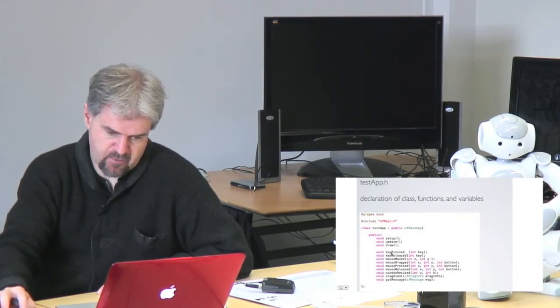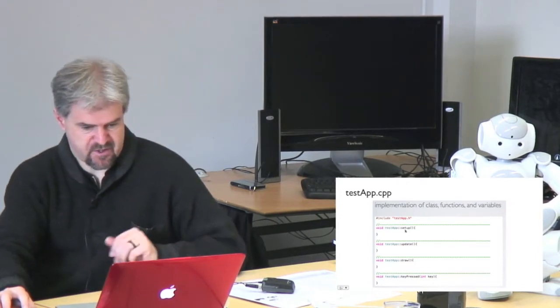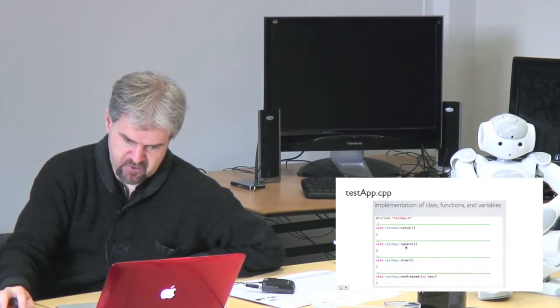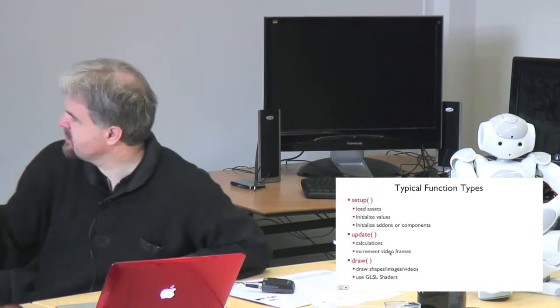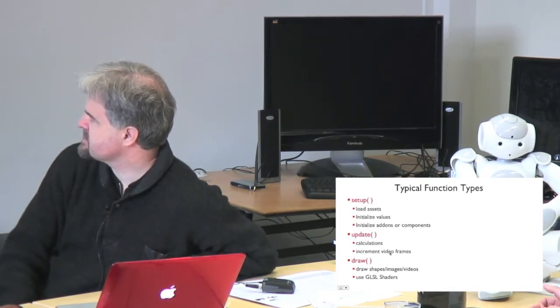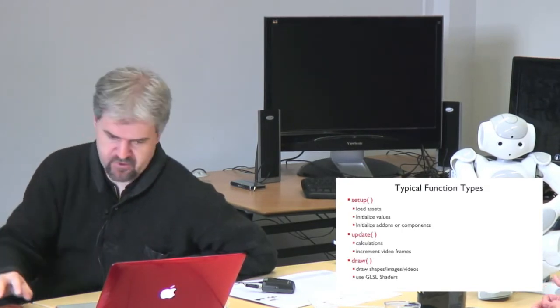They're just going to capture key presses and mouse drag events. And here's the basic empty test app. In this case you have four methods: one that's called on setup, one that's called to update every frame, one that draws the output, and one that responds to key presses. So the typical functions are setup functions that load assets and initialize values, update functions that perform some calculations, and drawing functions that draw the output.